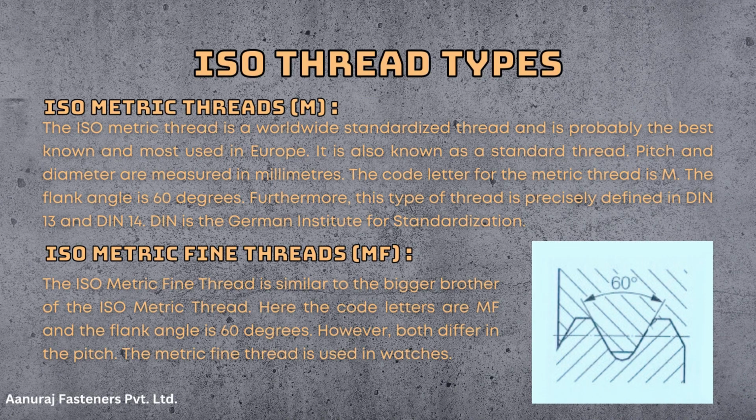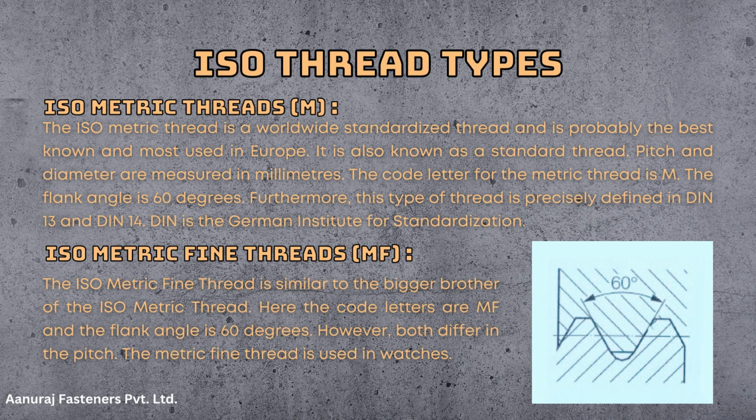Isometric types. Isometric threads. The isometric thread is a worldwide standardized thread and is probably the best known and the most used in Europe. It is also known as a standard thread. Pitch and diameter are measured in millimeters. The code letter for the metric thread is capital M. The flank angle is 60 degrees. Furthermore, the type of thread is precisely defined in DIN standard, DIN 13 and DIN 14. DIN is the German Institute for Standardization.